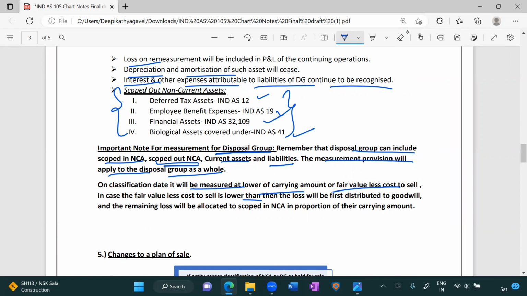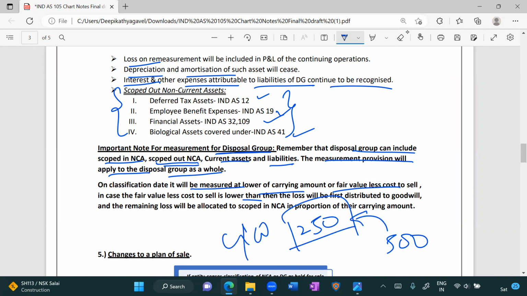So first that loss, let's say you have a loss of 500 and you have a goodwill of 250. If you have a loss of 500, how come the goodwill is existing? There's no goodwill practically. So the standard says first take this 500 and adjust it with that goodwill amount. And now even after adjusting, let's say I have adjusted 250, how much is balance? 250 still is balance, right?